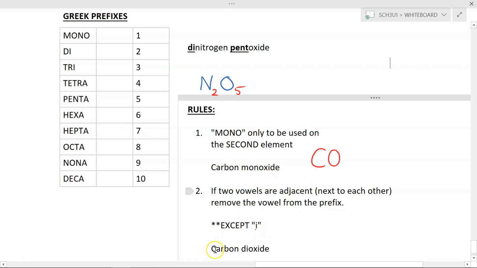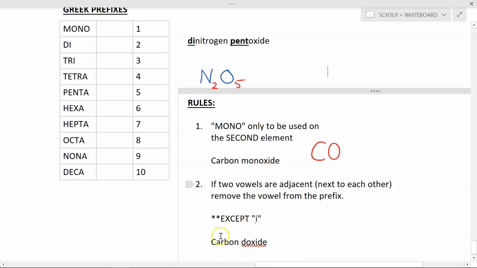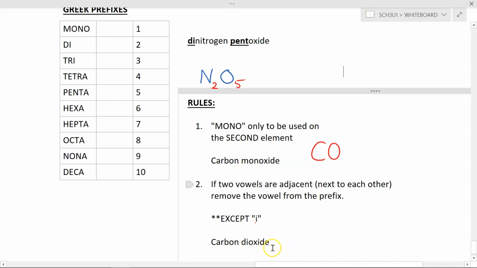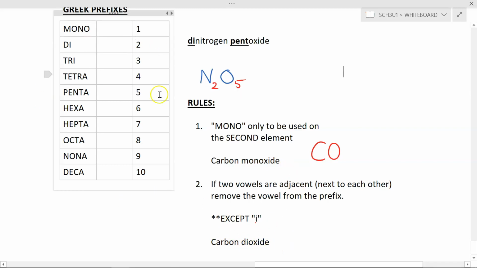All right, so take a look at this one, carbon dioxide. You can't just go, oh, I, O, two vowels next to each other, therefore it's carbon dioxide. No, that's wrong. You must keep the I there. Carbon dioxide. So once you get over these rules, this naming system is pretty straightforward, pretty easy to do, sometimes too easy to do.